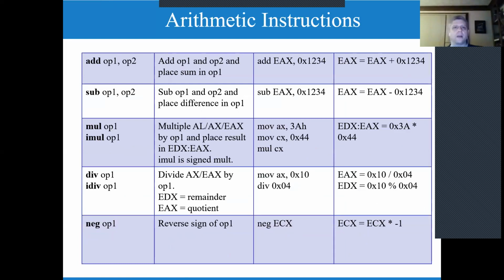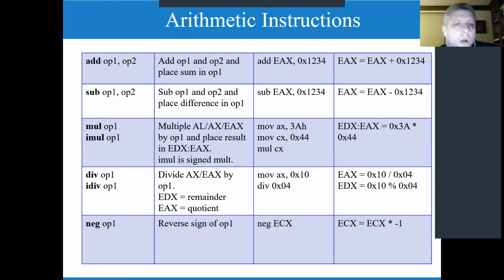So speaking of arithmetic operations, we'll start going through those. There's the add operation, and this takes the two operands, op1 and op2, adds them together and puts the sum in op1. It's pretty simple. Sub, for subtract, does the same thing. It takes op1 and op2, the difference of them, and places the difference in op1. So the thing to remember with the add and subtract instructions is that it's overwriting the value that's in the first operand.